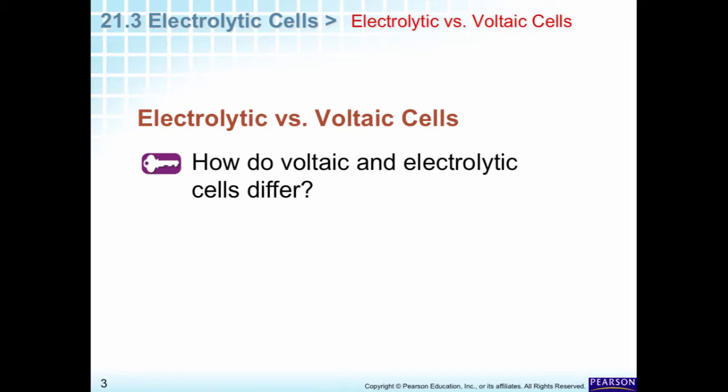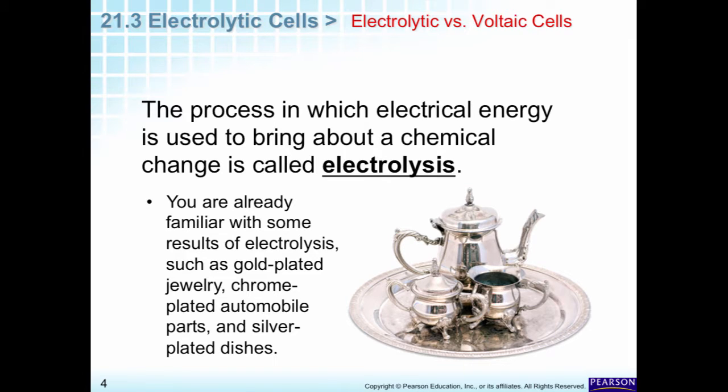Okay, the question you need to be able to answer is, what's the difference between a voltaic cell and an electrolytic cell? A voltaic cell will produce energy, whereas an electrolytic cell will use energy in driving the chemical reactions. This process that uses electrolytic cells is called electrolysis. So we have electrolysis right here.